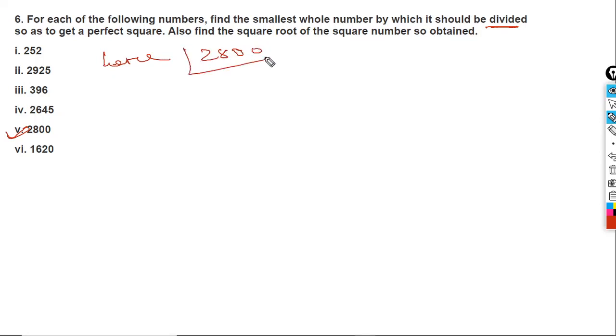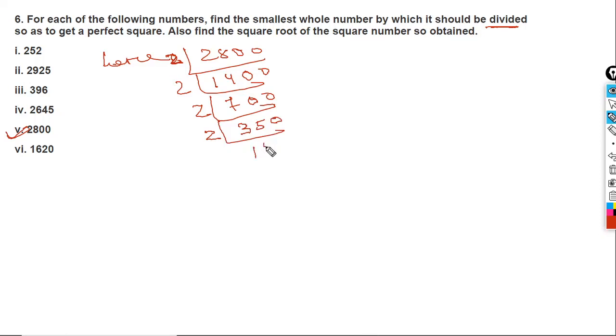2800. Just prime factorize it. First we will try with 2, then it will be 1400, again 2, 700, again 2, 350, again 2, 175. Then we can use 5: 5 threes are 15, then 35, then 5 sevens are 35.